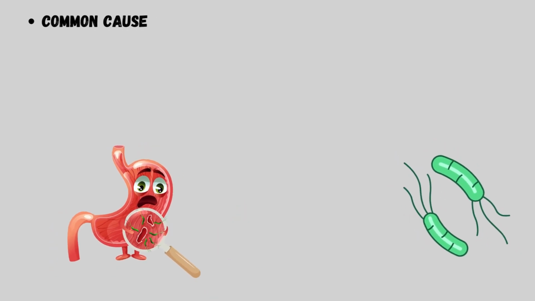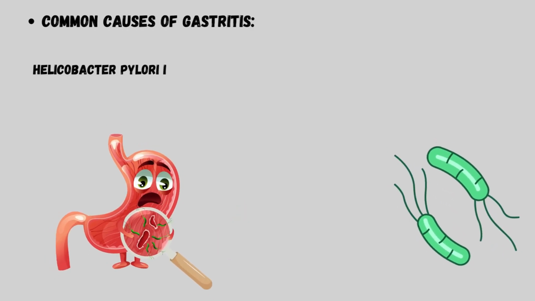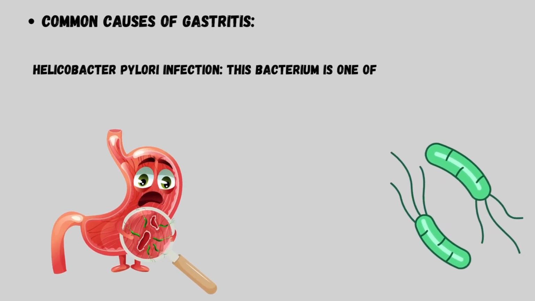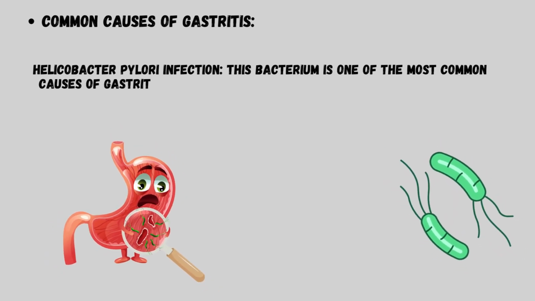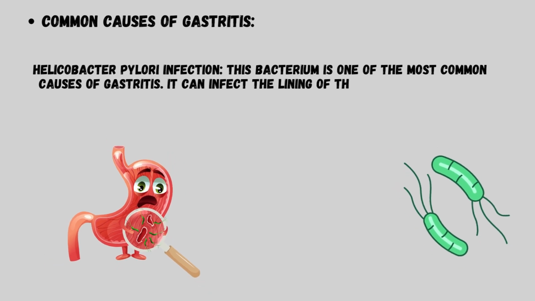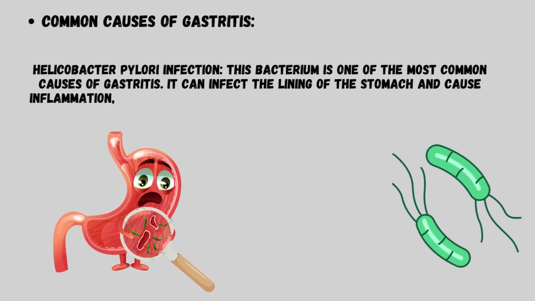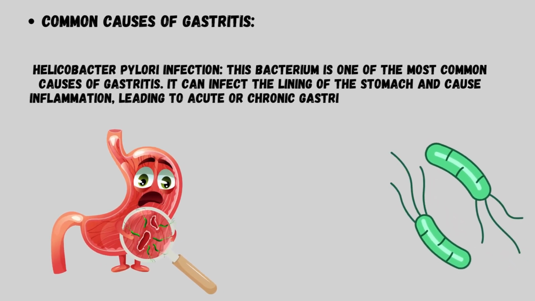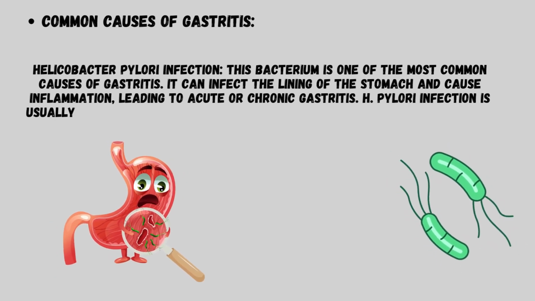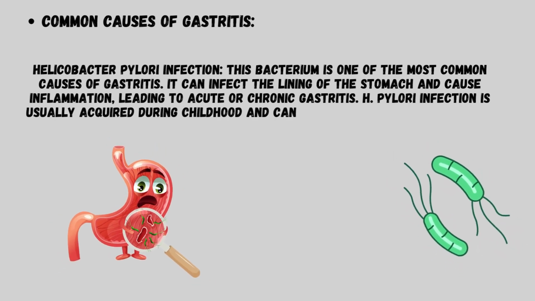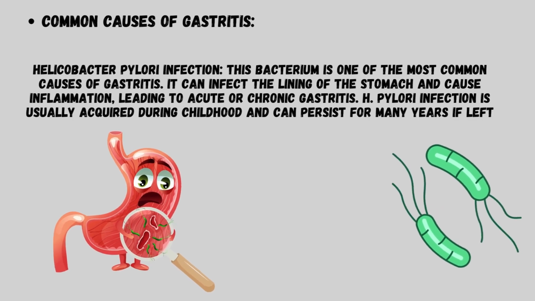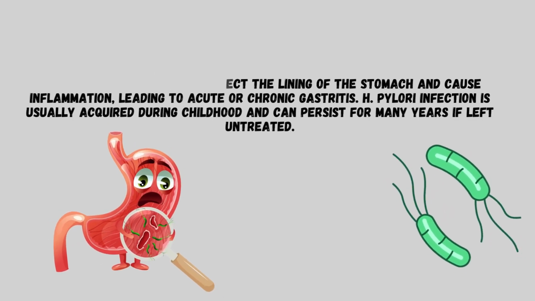Common causes of gastritis. Helicobacter pylori infection. This bacterium is one of the most common causes of gastritis. It can infect the lining of the stomach and cause inflammation, leading to acute or chronic gastritis. H. pylori infection is usually acquired during childhood and can persist for many years if left untreated.